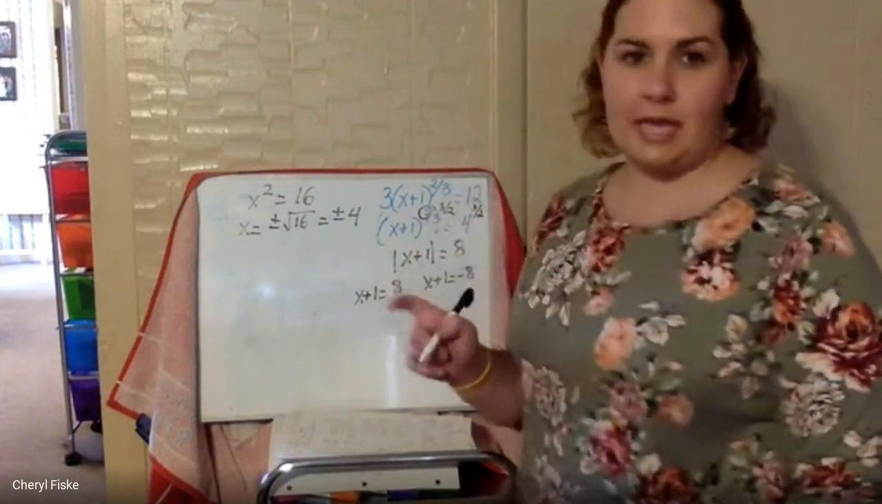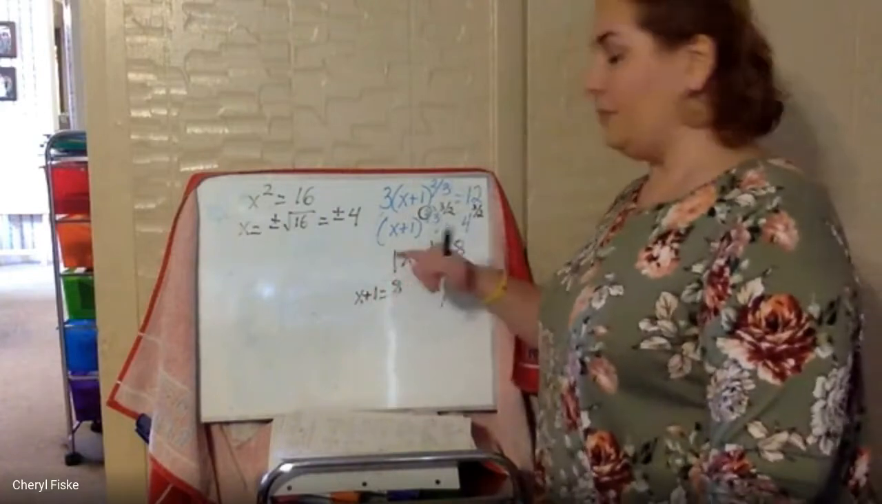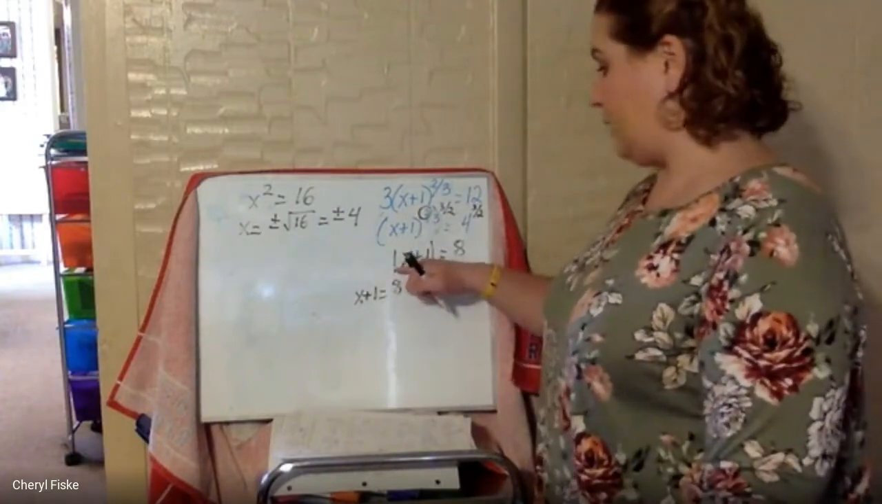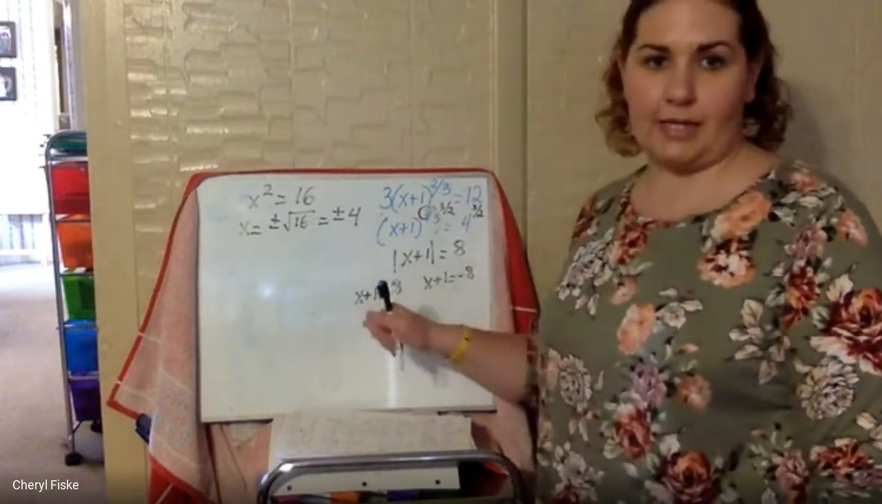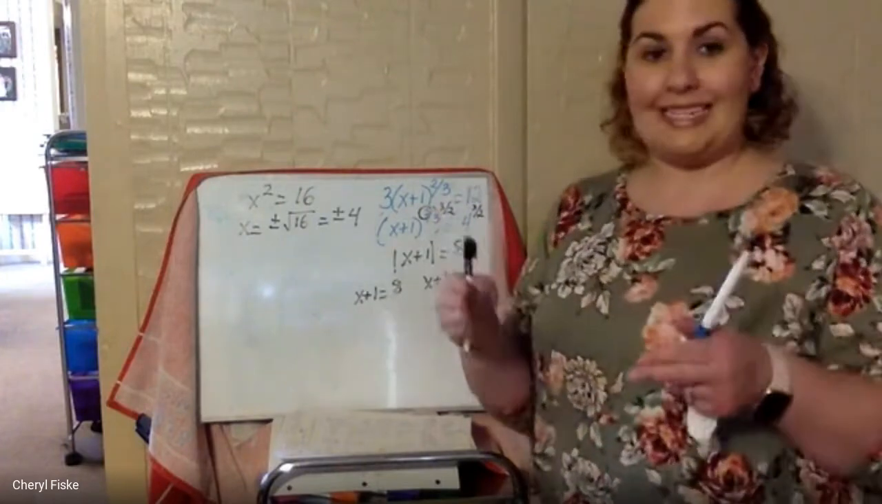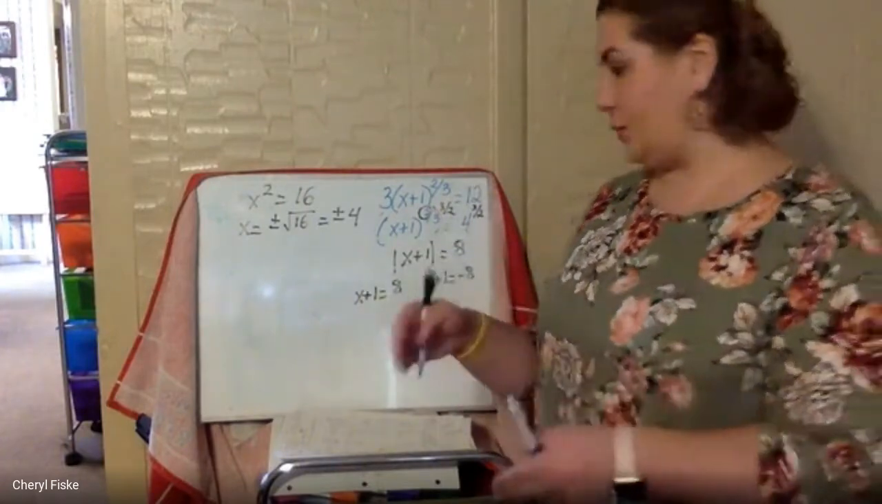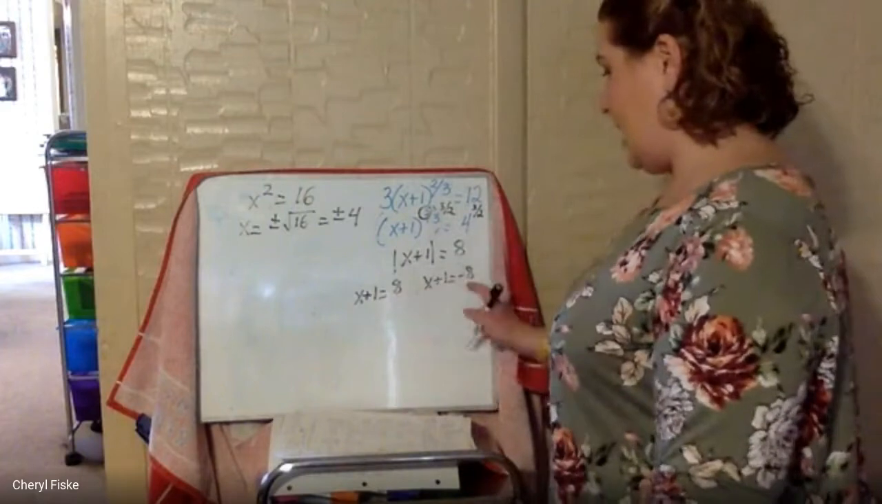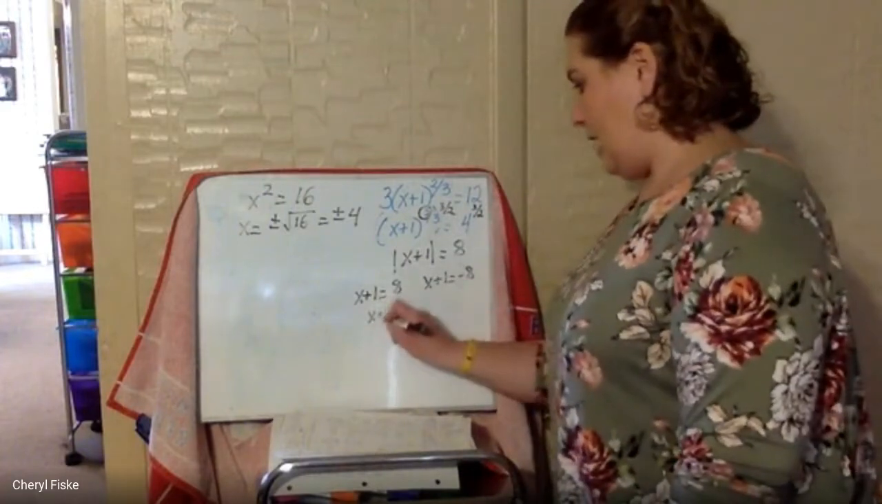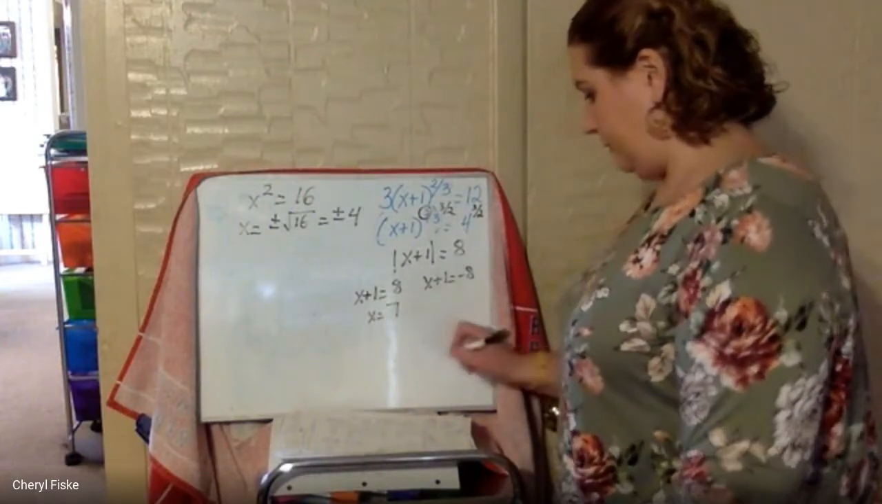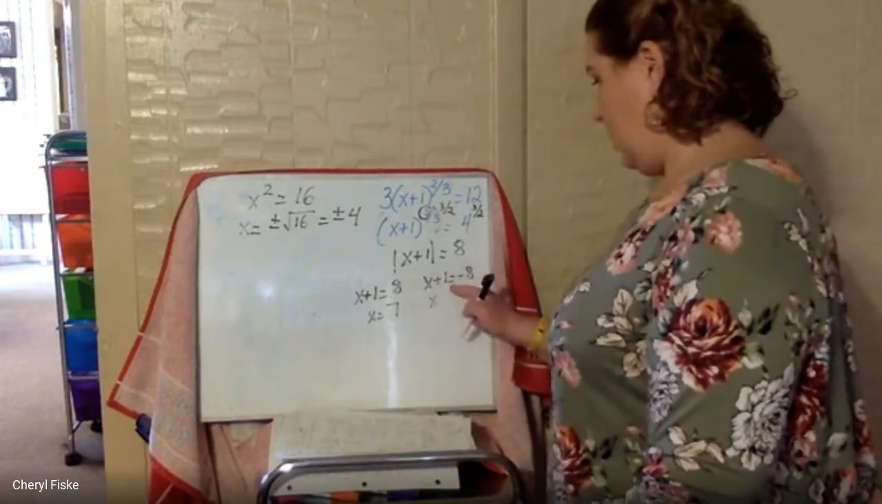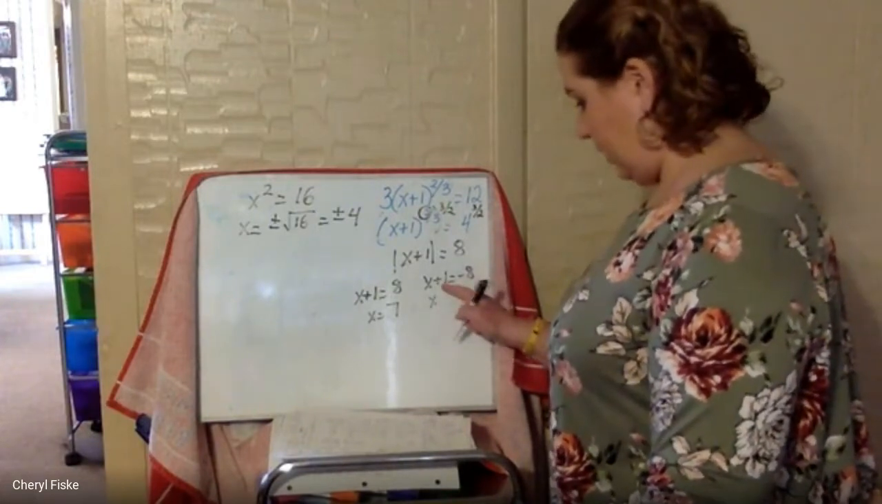The common mistake here is that you change... The mistake that I see is instead of x plus 1, they make it x plus 1 and x minus 1. Not true. The inside stays the same. It stays x plus 1. What changes is the 8 and the negative 8. So 8 minus 1 will give you 7. Negative 8 minus 1 will give you negative 9.